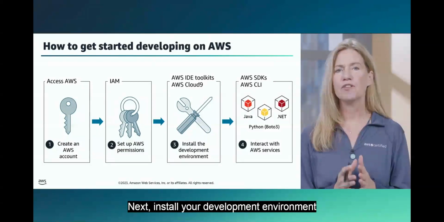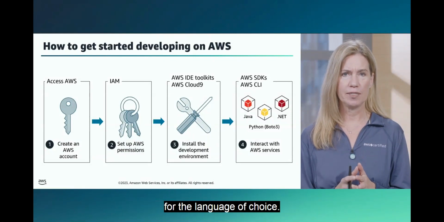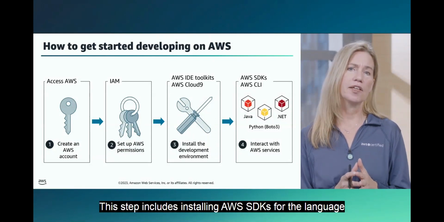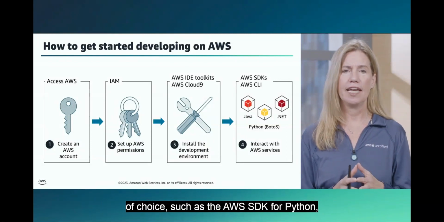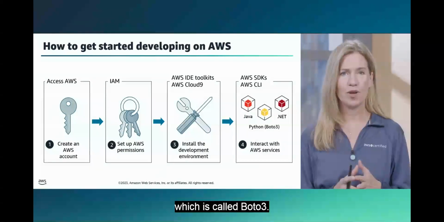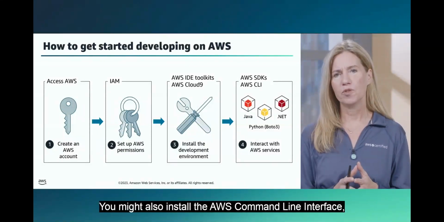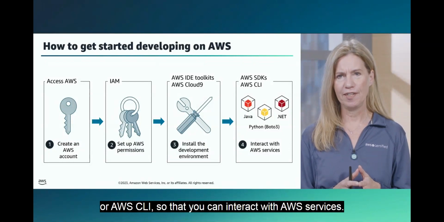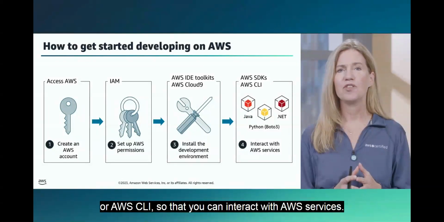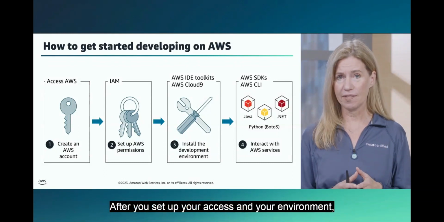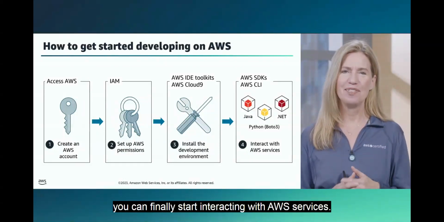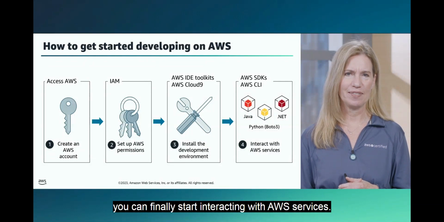Next, install your development environment for the language of choice. This step includes installing AWS SDKs for the language of choice, such as the AWS SDK for Python, which is called Boto 3. You might also install the AWS command line interface, or AWS CLI, so that you can interact with AWS services. After you set up your access and your environment, you can finally start interacting with AWS services.